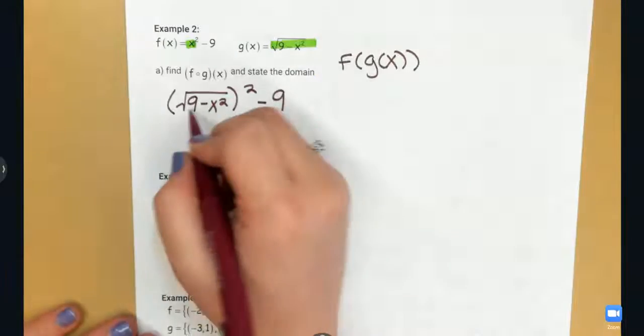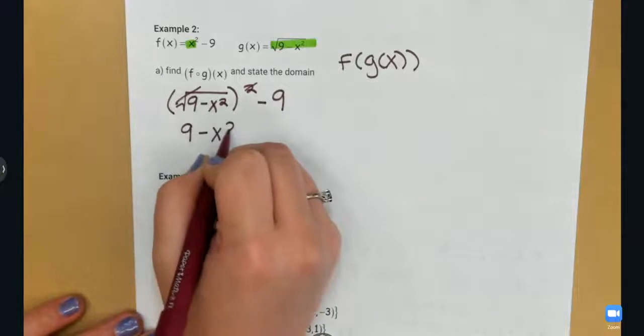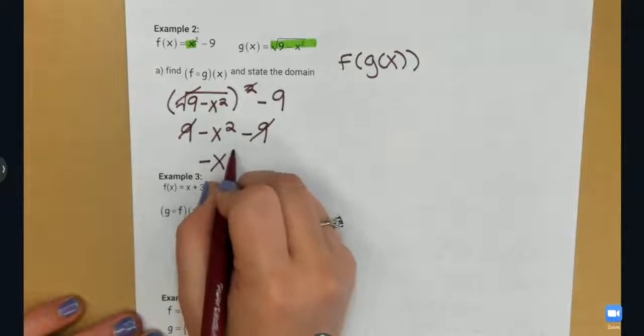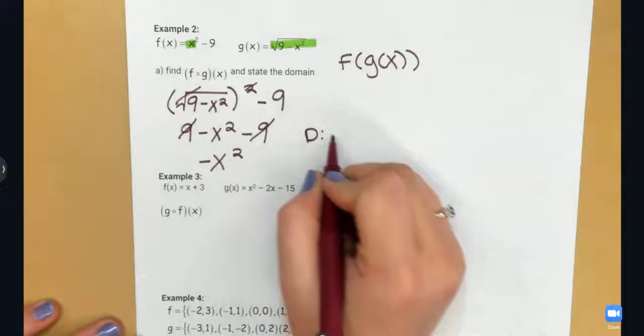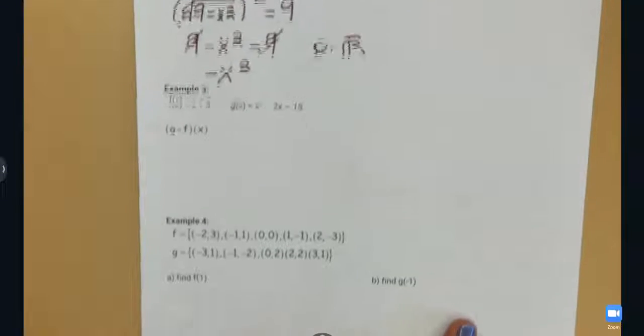minus 9. Well, when I square a radical, that gets rid of my radical. So I've got 9 minus x squared minus 9. My 9's cancel, and I'm left with negative x squared. Now the domain of that is going to be all real numbers because I'm not dividing by x and I don't have a radical anymore. So that domain is all real numbers. Okay, let's practice that again.